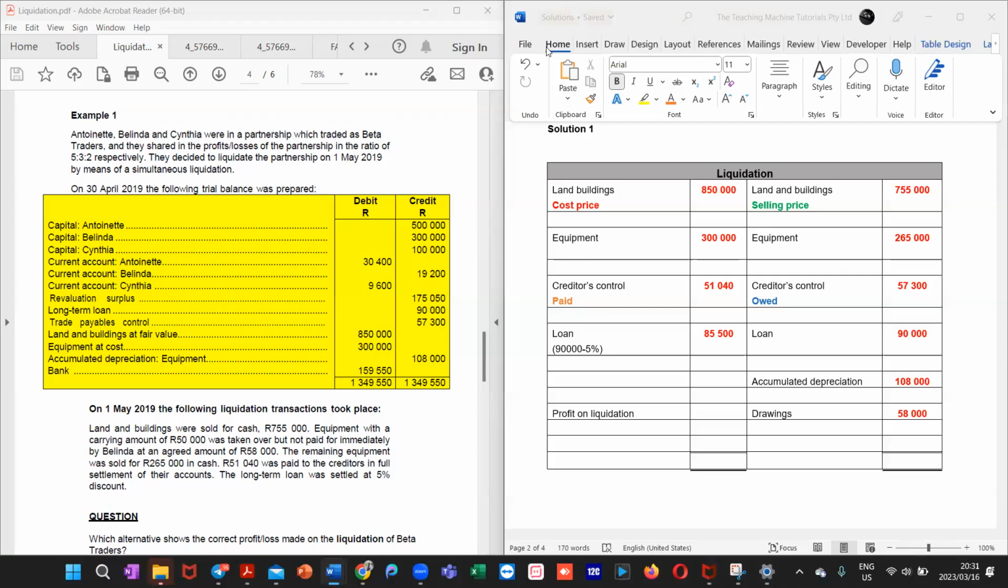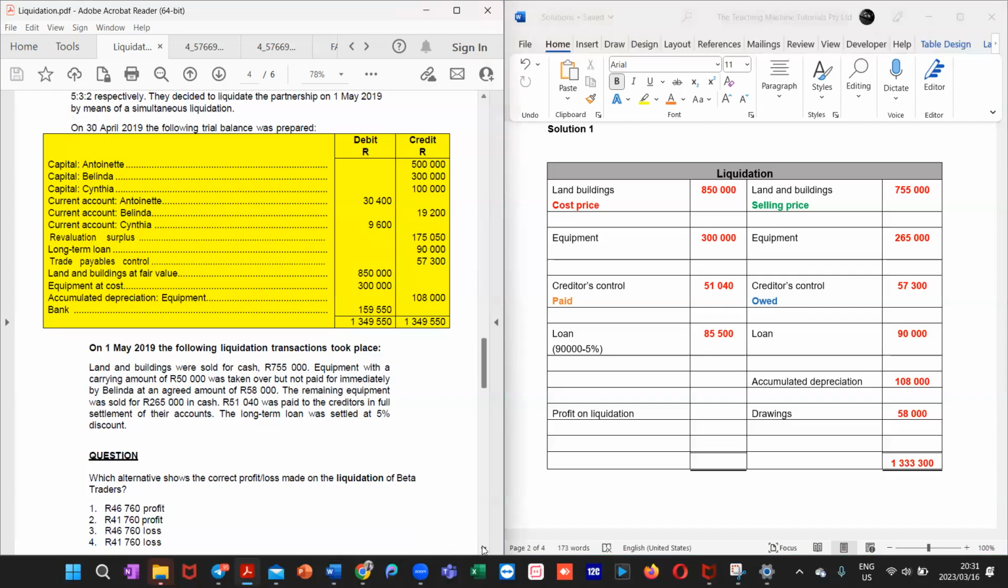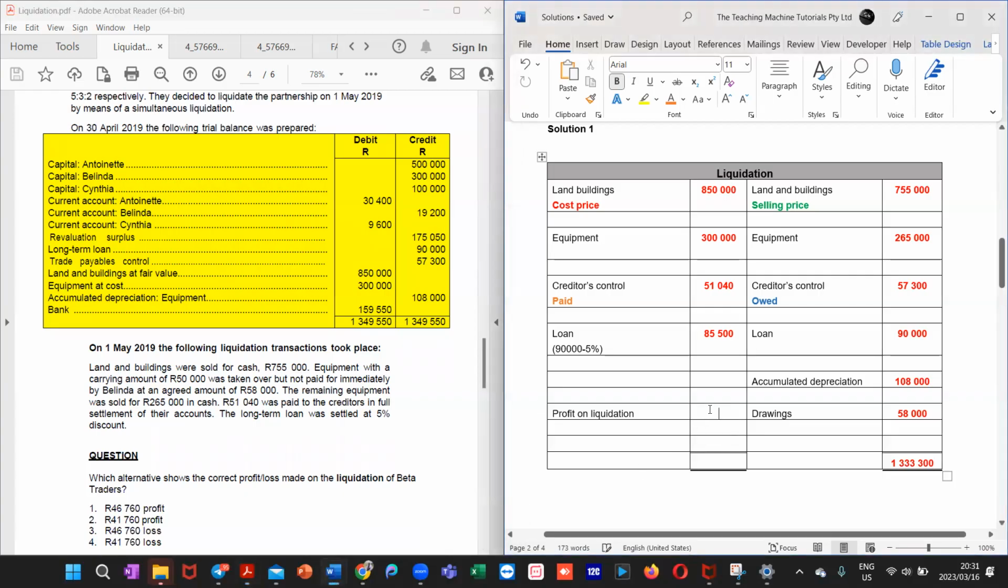Let me see here. Okay, credit side, they're saying it's 1,333,300. And then 1,333,300 minus 1,286,540 gives 46,760. The profit is 46,716.